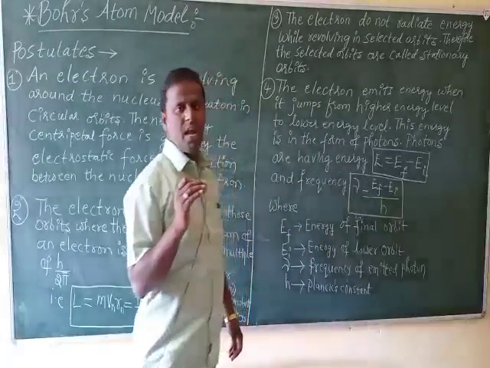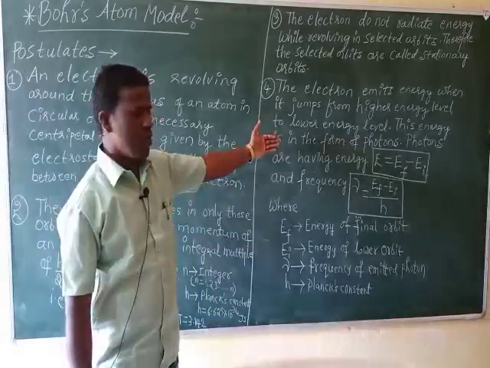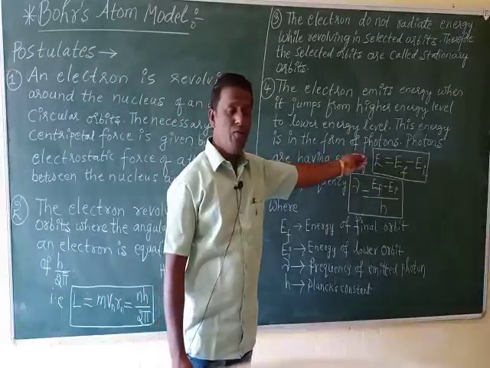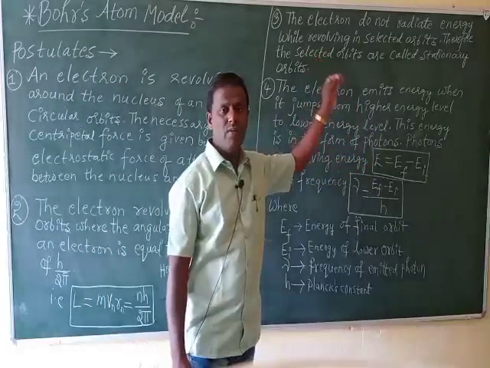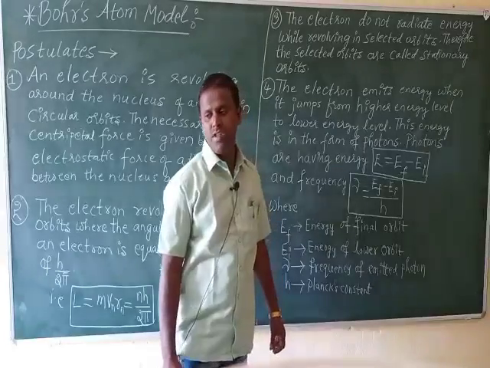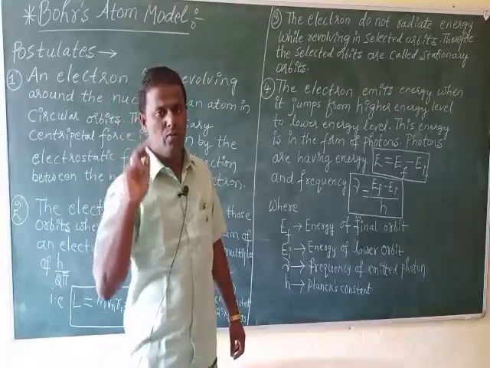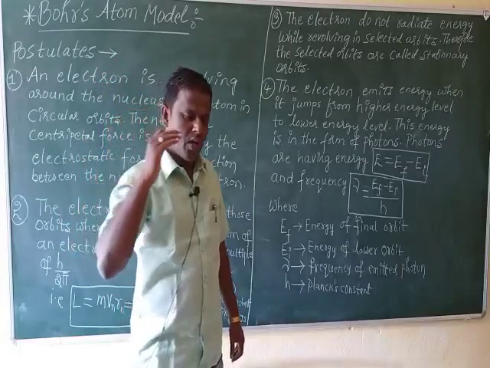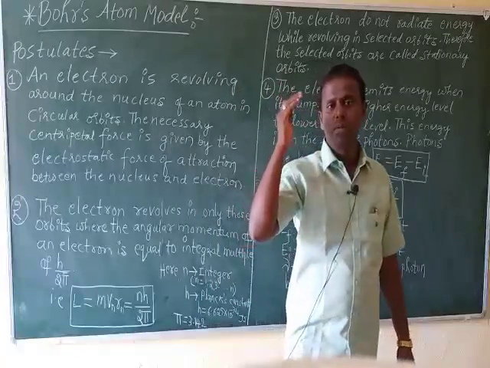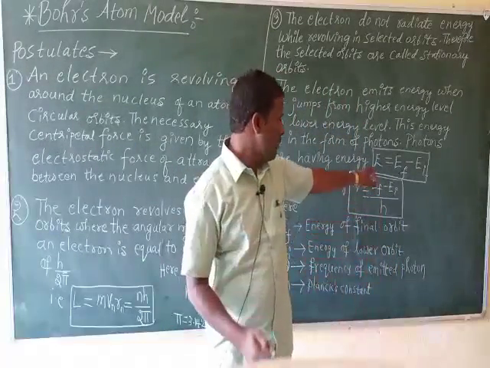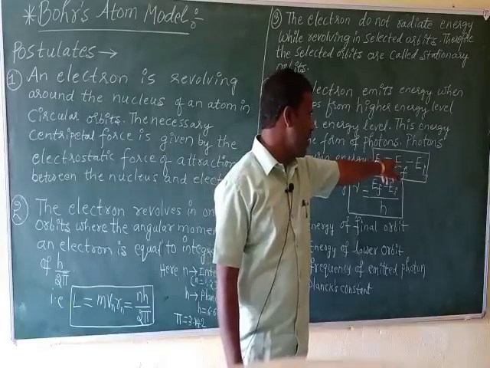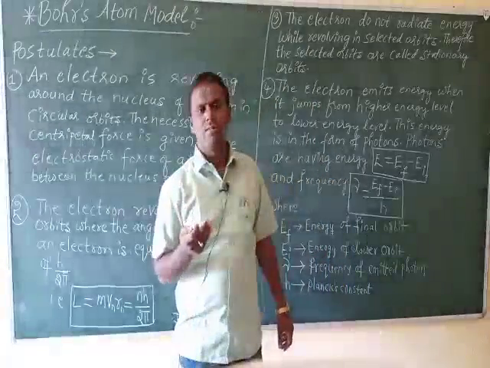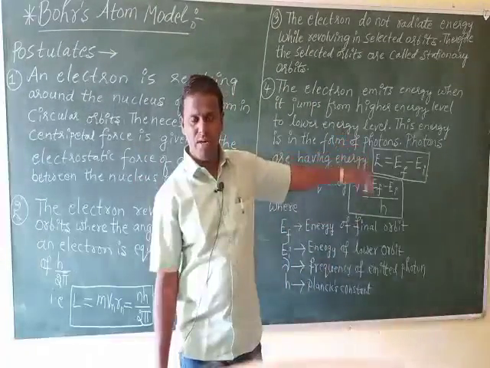That energy emitted by the electron is in the form of photons. These photons have energy equal to the difference between the energy of the higher energy level and the lower energy level. If it jumps from second orbit to first orbit, E2 minus E1. Third to first, E3 minus E1. Fourth to first, E4 minus E1. Fourth to second, E4 minus E2. When it jumps from final orbit to initial orbit, E equals E_f minus E_i. Here the final orbit may be the fourth, second or third orbit, and the initial orbit may be the first or second orbit.